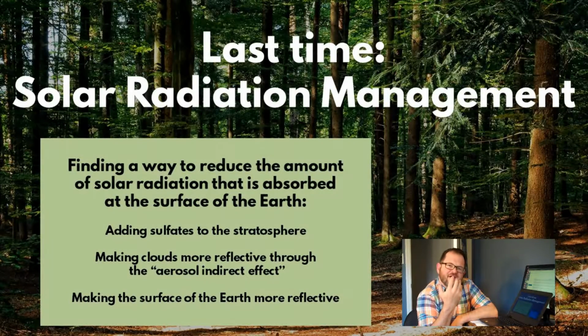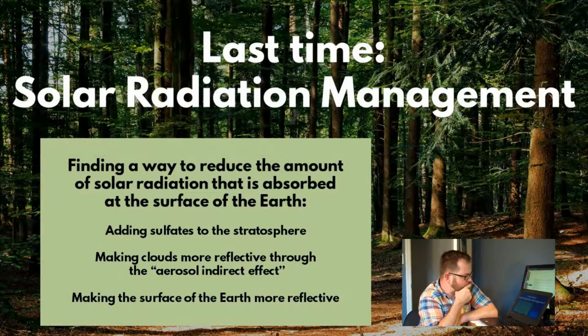If you might remember, that was about finding a way to reduce the amount of solar radiation that is absorbed at the surface of the Earth. And there were a lot of strategies here that seem like they would work. I mean, we could talk about adding sulfates to the stratosphere, where they would be increasing the albedo of the Earth atmosphere system, keeping some solar radiation from ever even reaching the surface of the Earth. That would work. It would be a continuous effort of adding more and more of those sulfates to the atmosphere. If we ever stopped, it'd be a big problem, but it would work.